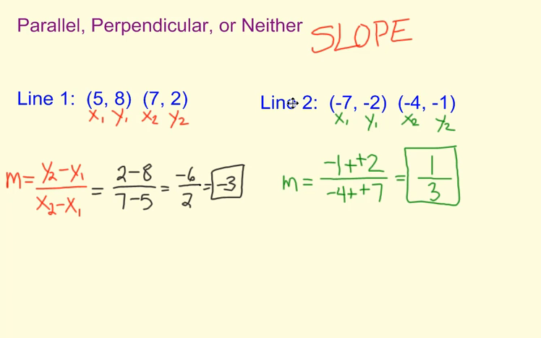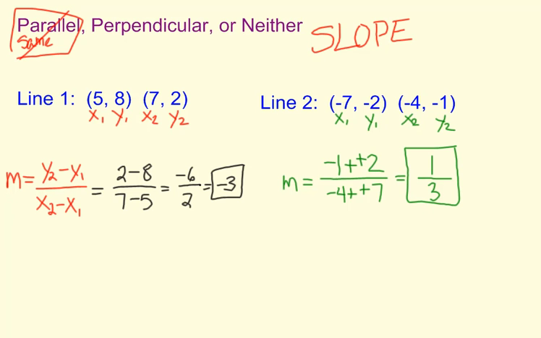Now that we have found the slope of both lines, we just want to compare these. So what we want to remember, parallel lines have the same slope. These two numbers, one is a negative 3, one is a 1/3. Those are not the same number. So these lines are not parallel.